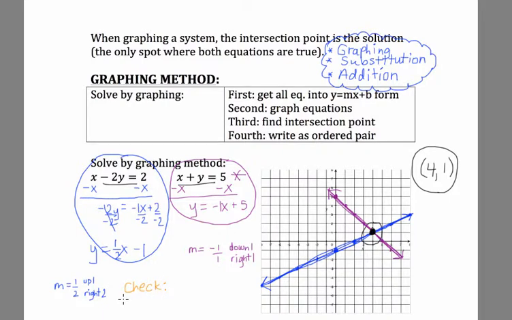To check this, take each of your equations and sub in your point. This is the x, this is the y. So 4 minus 2 times 1 is equal to 2. Yep, 4 minus 2 is 2, so that works. Now let's take our other equation. x plus y equals 5. Well, our x is 4 and our y is 1. 4 plus 1 equals 5. Yep, this checks. This point satisfies, or is a solution to, both of these two equations.